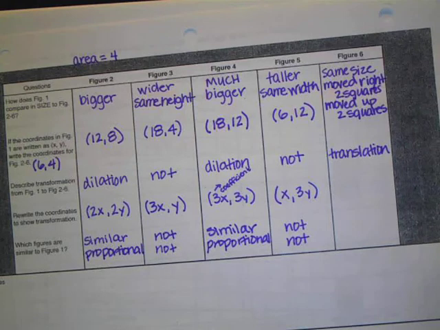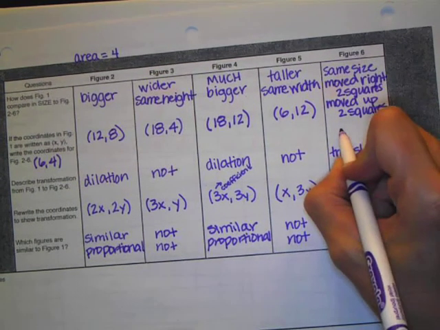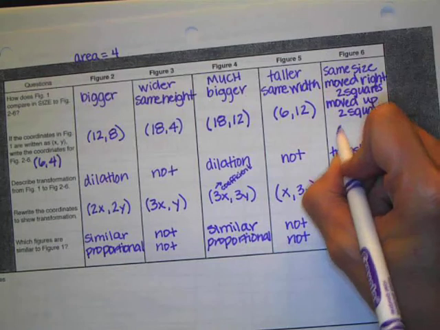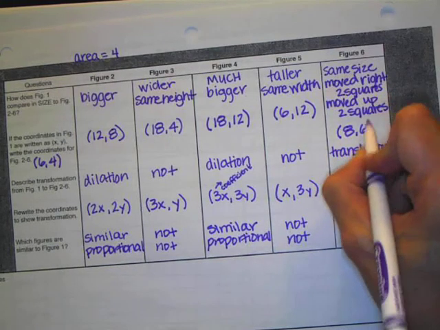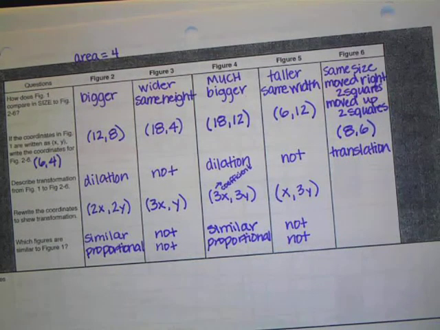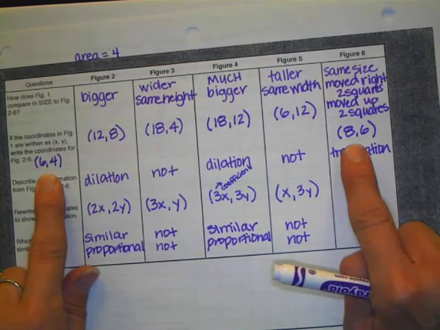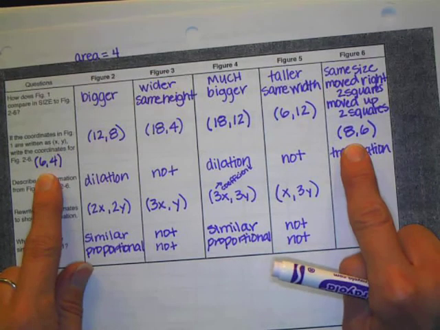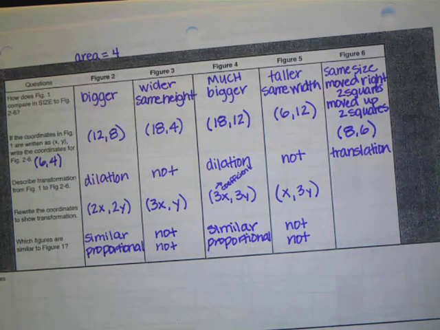Who has the list of points? What is the first point? Or figure 6. Okay. So you physically saw what happened to the shape. Now let's analyze the numbers. You said it moved right 2 and up 2. If we compare it to the first, plus 2. Both of them. So you would do x plus 2, y plus 2.